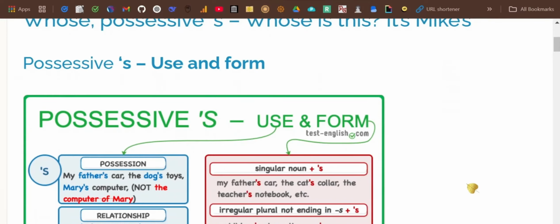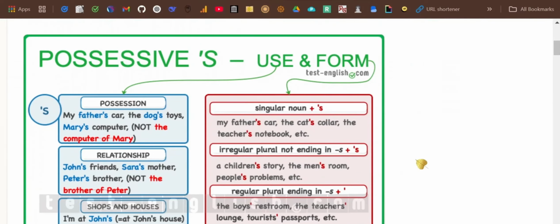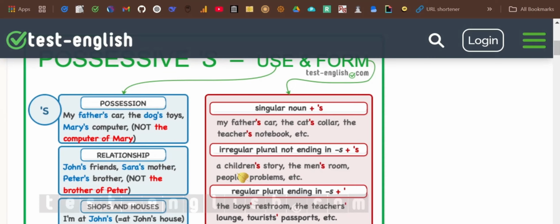Whose and possessives. Okay. So remember the possessive? Possessive is like the English chatti vibhati. Right? Chatti vibhati. So look, we can express the chatti vibhati with this apostrophe s is one way.